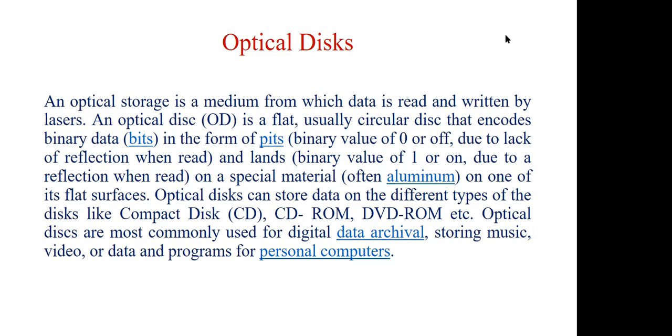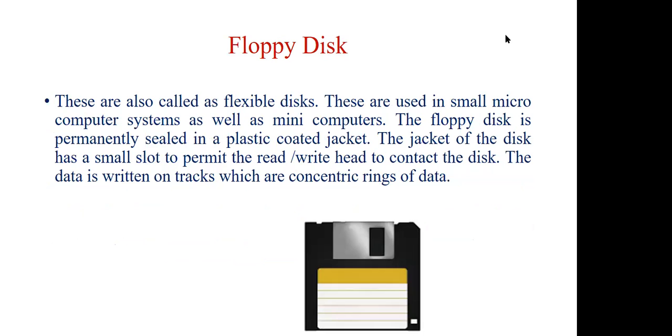So I think most of us have seen these optical discs or CDs or DVDs. What are they used for? They are used for storing data like music, videos, photographs, programs, personal computers, etc. So these are direct access devices. All the optical discs come under the category of direct access devices.